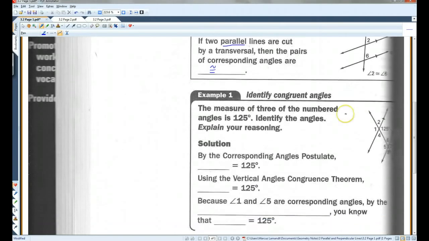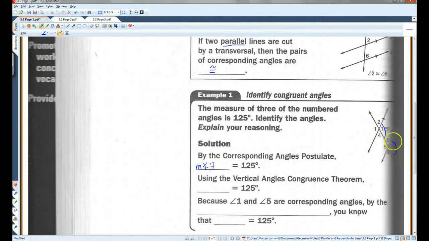Okay, so for example, I apologize if this is kind of fuzzy. The measure of three of the numbered angles is 125 degrees. Identify the angles, explain your reasoning. Okay, by the corresponding angles postulate, because this angle is 125 and these two lines are parallel, angle 7 also has to be 125 degrees. Because those are corresponding angles.